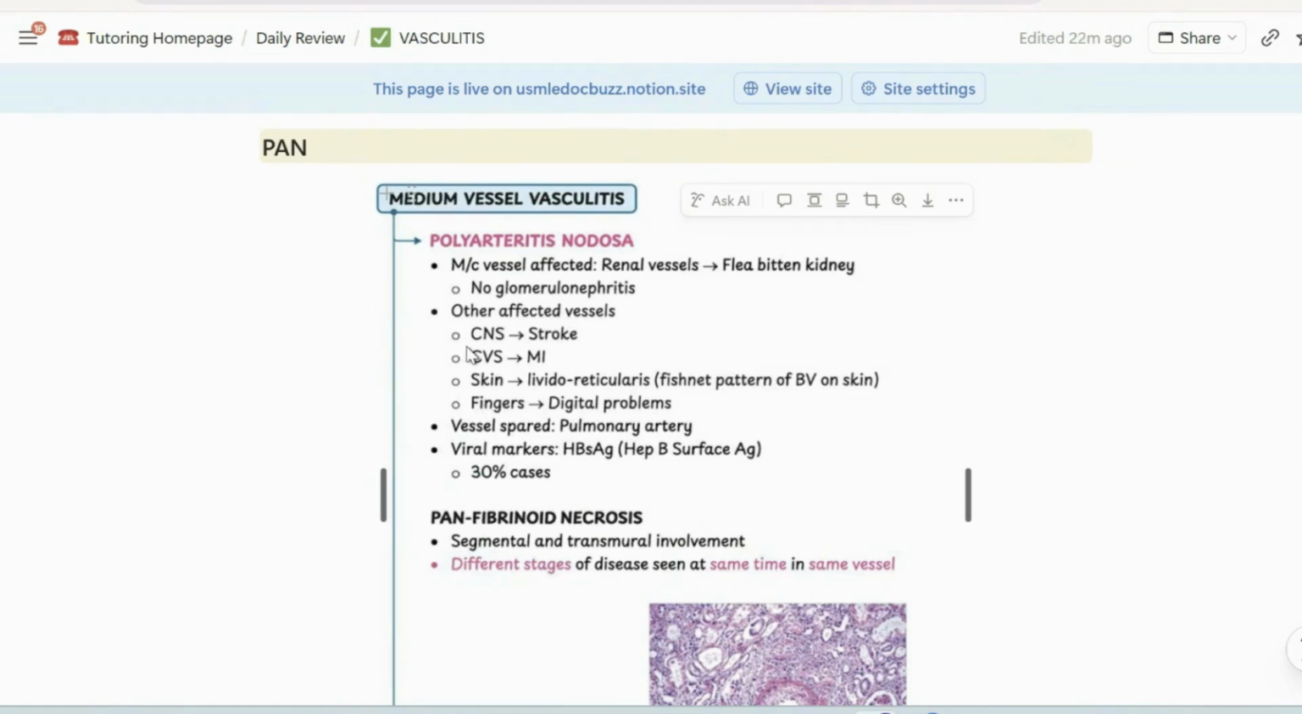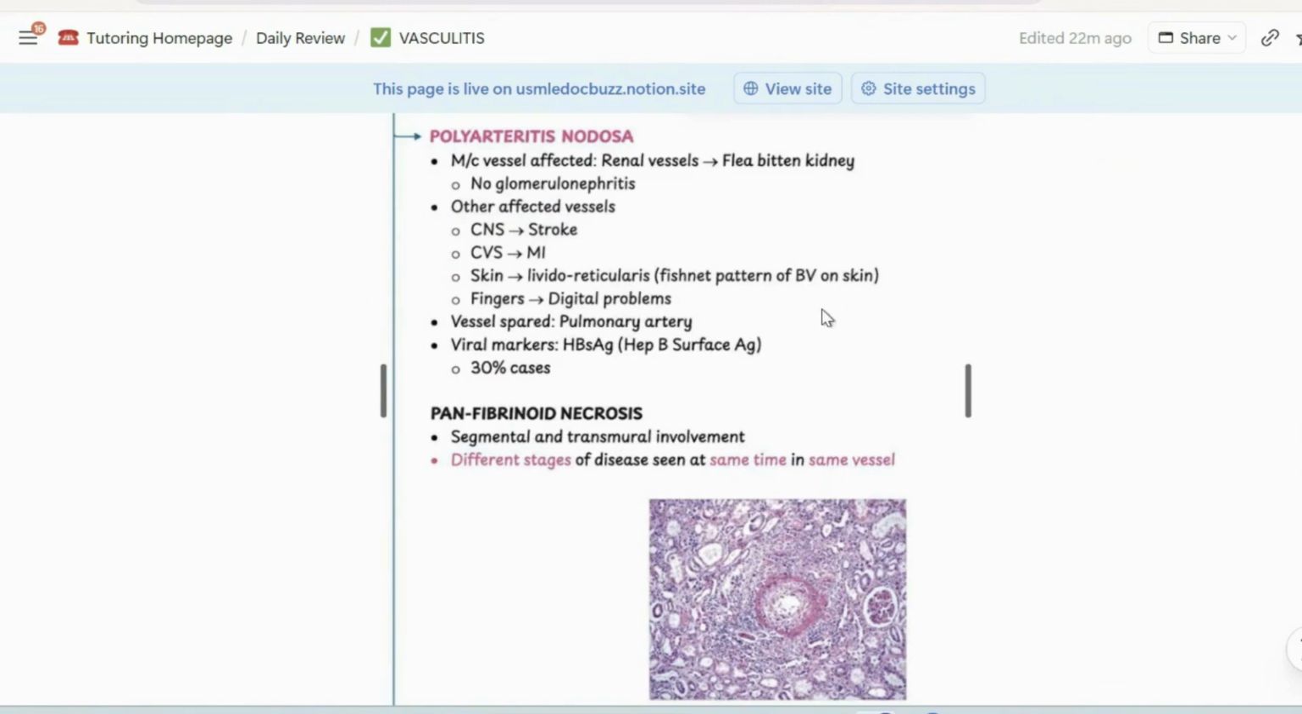Other vessels that are involved. CNS can lead to strokes. CVS can lead to MI. Skin, very, very high yield. Livedo reticularis. It looks like a fishnet, right? Red-brown fishnet throughout the leg or the arms of the patient. Okay, a couple of drugs can lead to that too, right? But for our sake, vasculitis leads to skin involvement, leading to livedo reticularis, right? In the fingers, you may see some sort of claudication problem, some other sort of involvement.